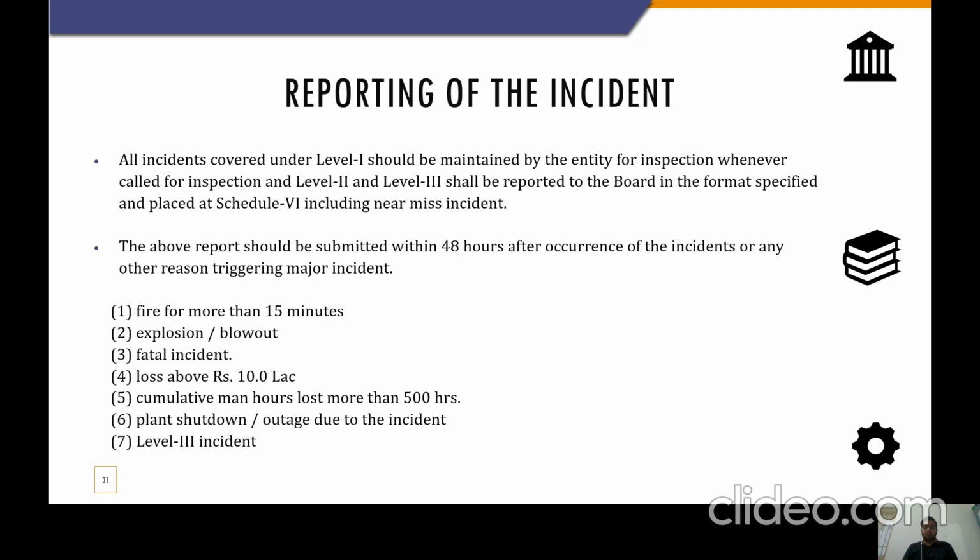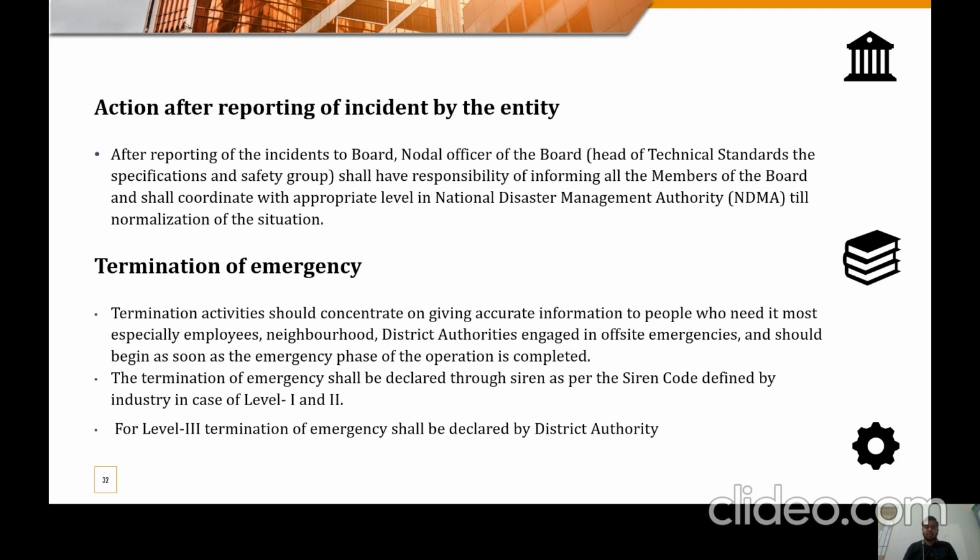The other major triggering incidents are fire lasting more than 15 minutes, explosion or blowouts, fatal injuries, a loss above 10 lakh rupees, cumulative man-hours lost more than 500, and a level 3 incident such as a disaster or plant shutdown. After reporting the incident, we now have to take action by the entity.